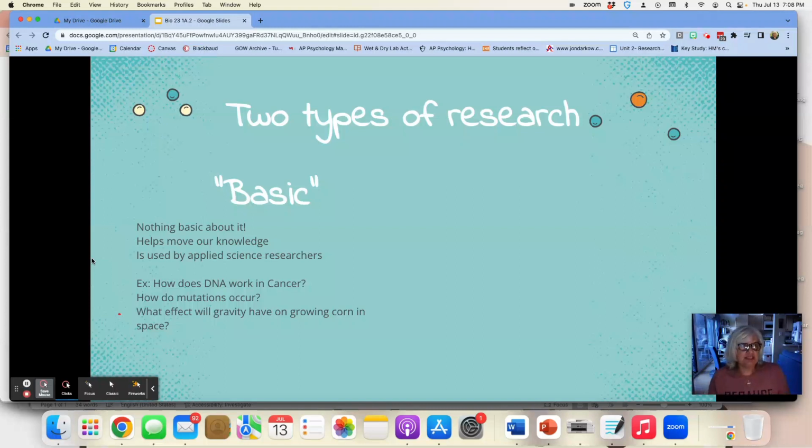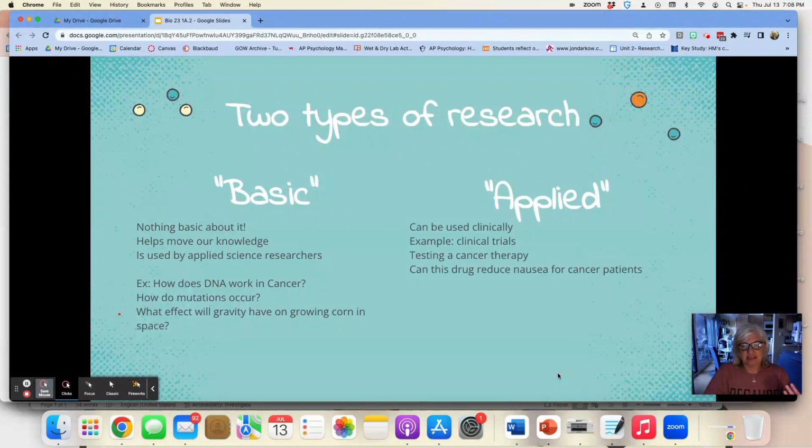So examples would be, let's say that there's a new type of cancer we found and we want to know DNA's role in that cancer. So that's definitely basic science, or what we also sometimes refer to it as bench science, if you've ever heard that. What causes mutations? Think about, with all the cool stuff going on in space science, how does gravity affect plant growth, for example? Those are all bench science or basic science type of research. Then we have applied science. And this is something that is applied to the general population.